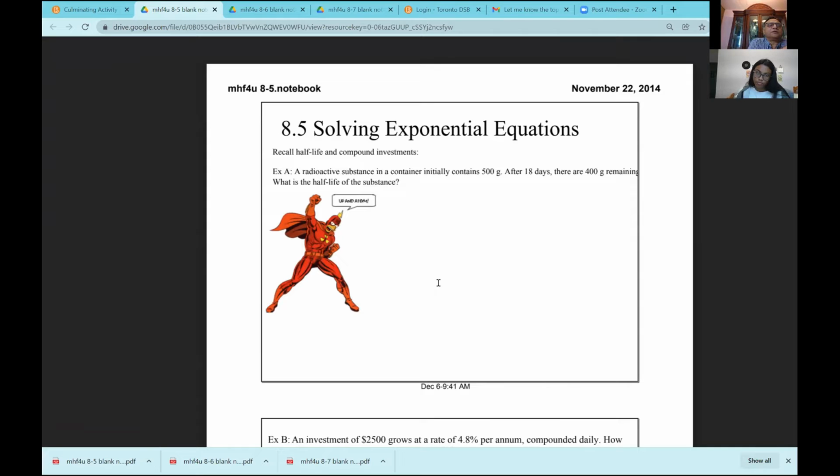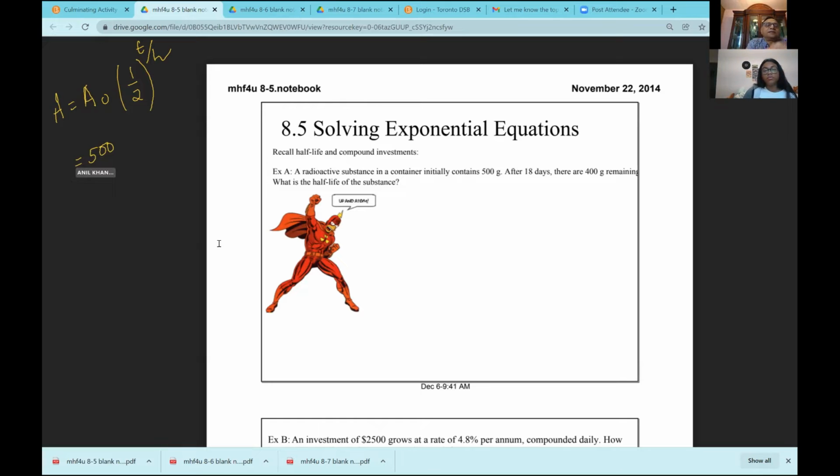So, the amount at any time will be the initial amount, and we're looking into half-life. So half to the power of time over half-life period, written by H. Is that okay? So it says a radioactive substance in a container contains 500 grams. So A0 is 500 grams.